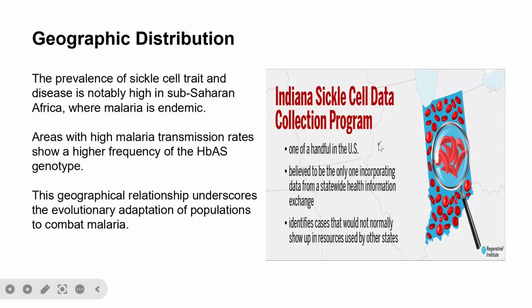The Indiana Sickle Cell Data Collection Program is one of a handful in the US, believed to be the only one incorporating data from a statewide health information exchange. It identifies cases that will not normally show up in the resources used. This image is data collected from Indiana, where they were able to collect data on the relationship between sickle cell and malaria transmission. They understand that, of course, the higher the malaria transmission, the higher the proportion of the population with hemoglobin AS.